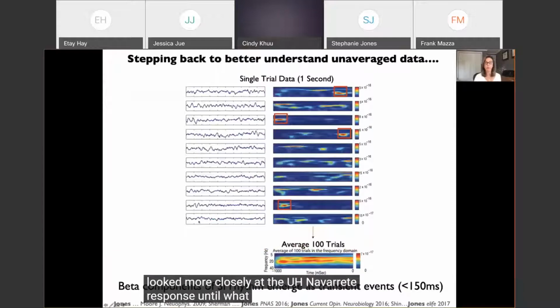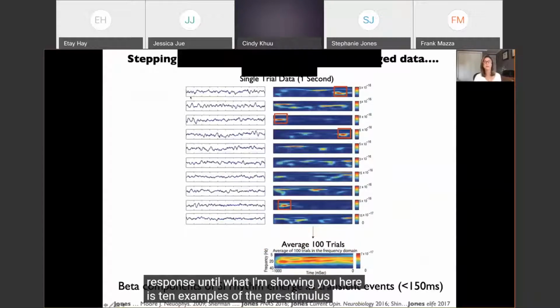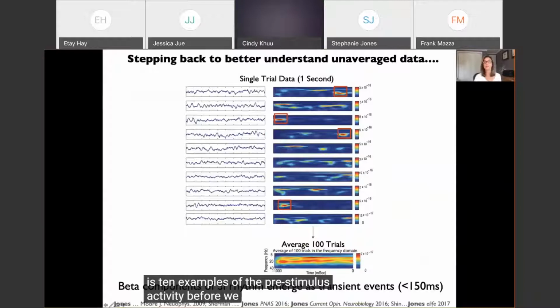And so what I'm showing you here is 10 examples of the pre-stimulus activity before we give that tap to the finger. And this is the corresponding frequency spectrum. And what you can see is these beta oscillations emerge as these transient events. They typically last less than 150 milliseconds.